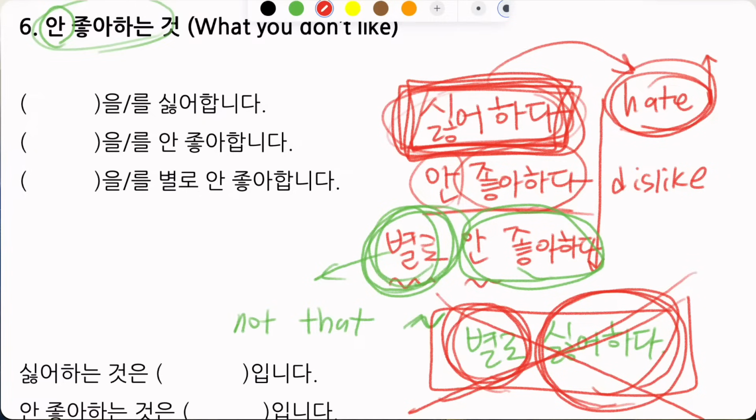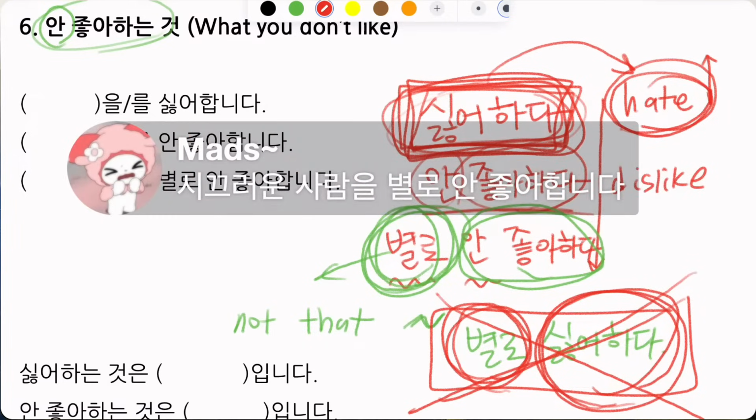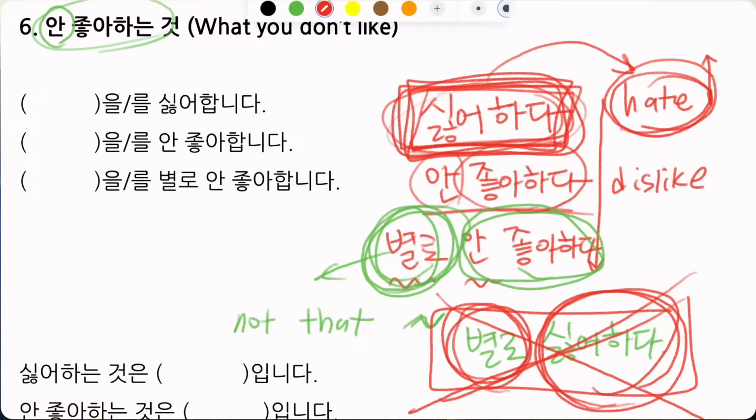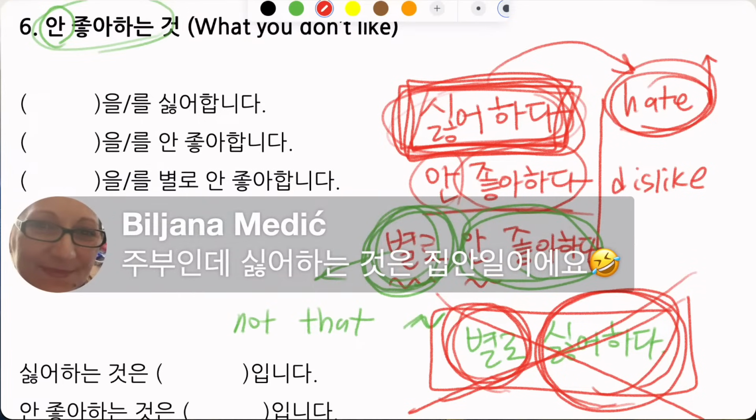그래서 여기 있다. 시끄러운 사람을 별로 안 좋아합니다. 좋아요. Loud people. I don't like loud people that much. So you're kind of softening your not liking by using 별로. 그리고 주부인데 you're a housewife, but 싫어하는 것은 집안일이에요. Thank you for being honest.